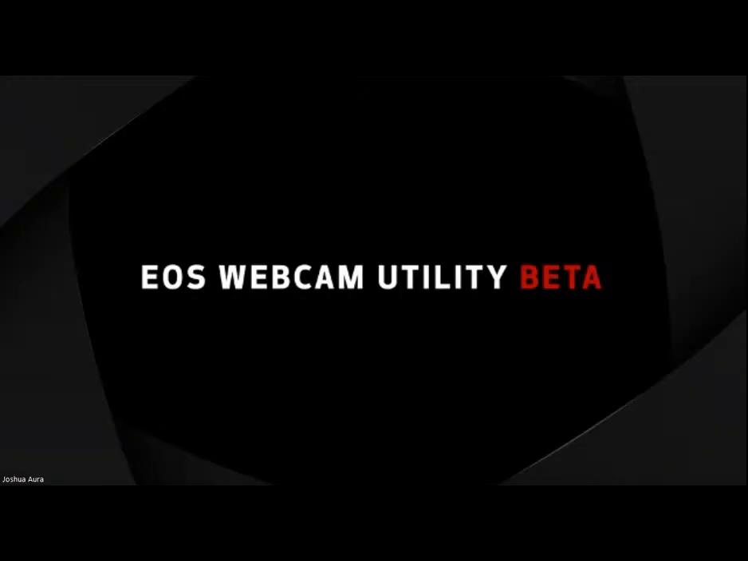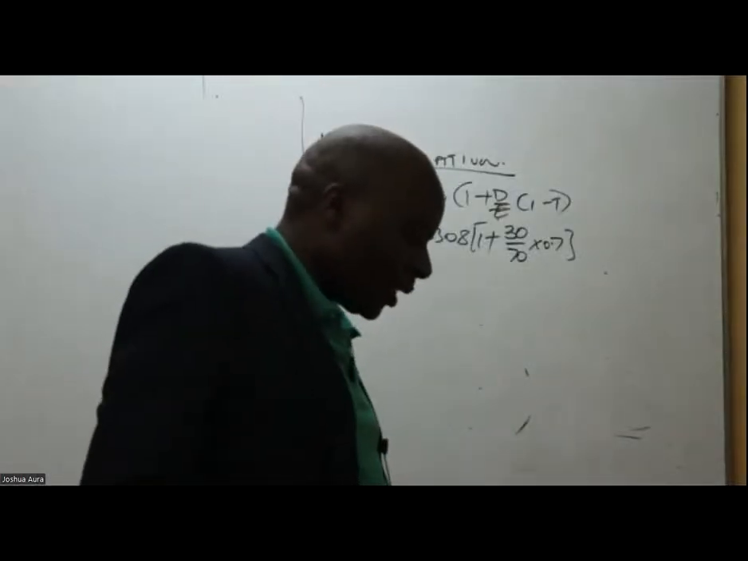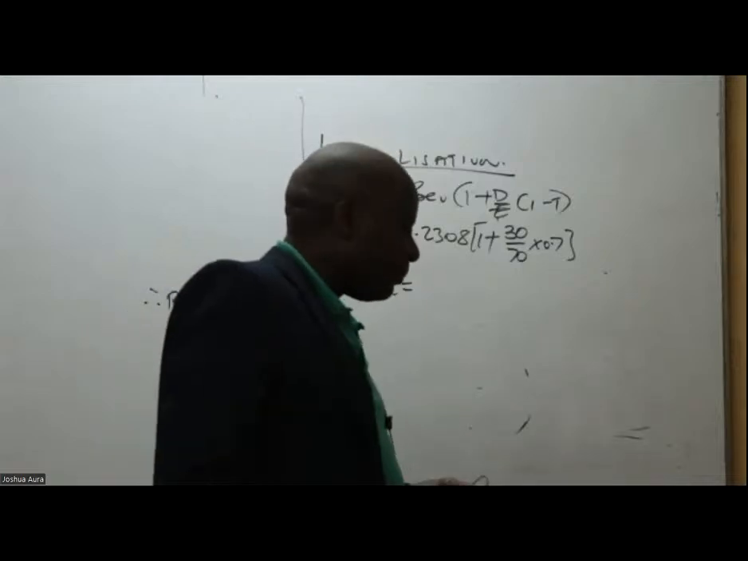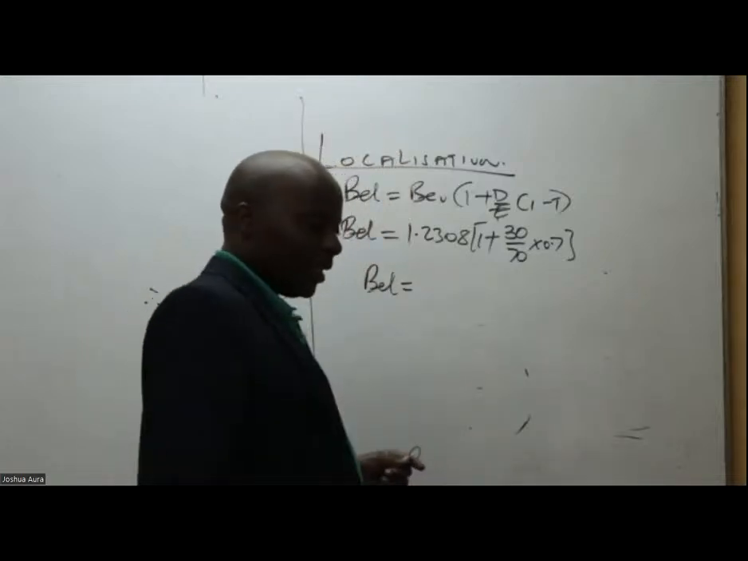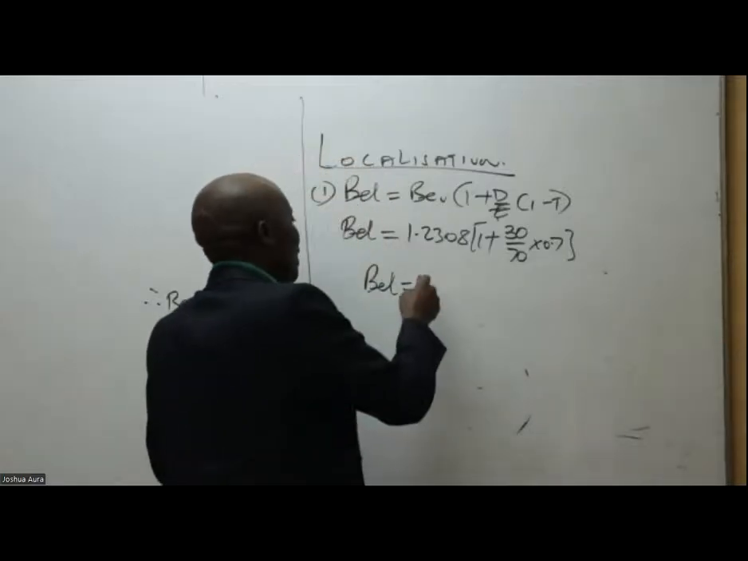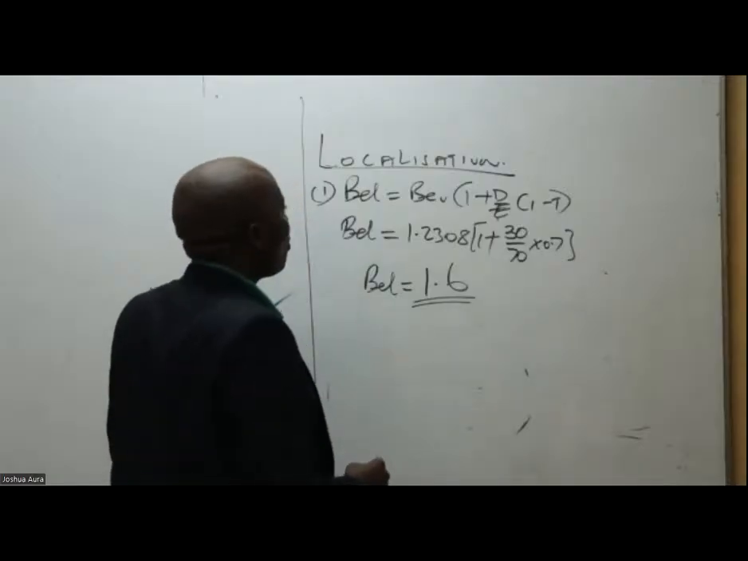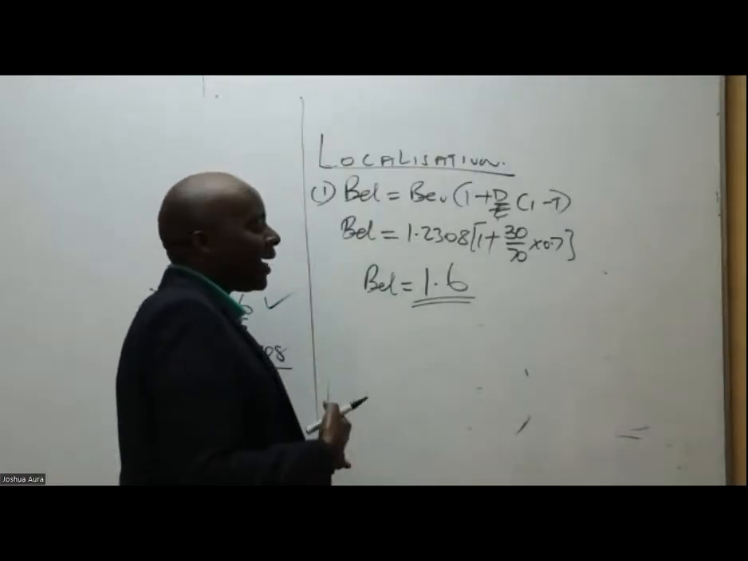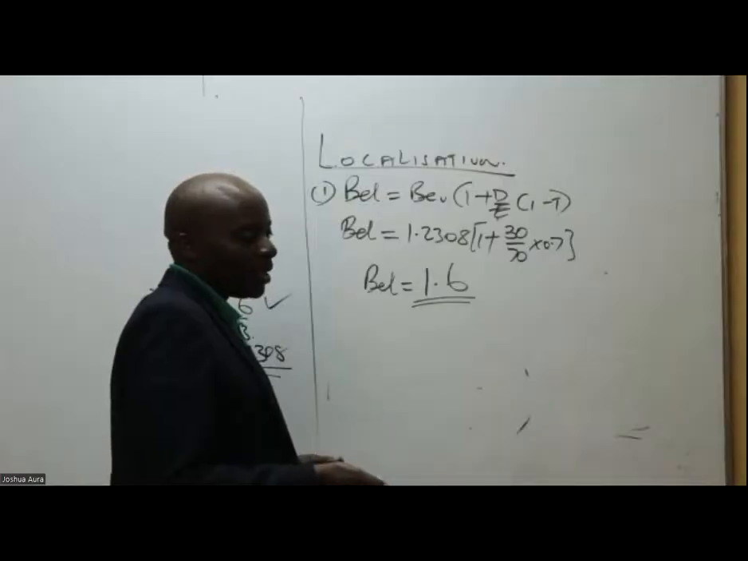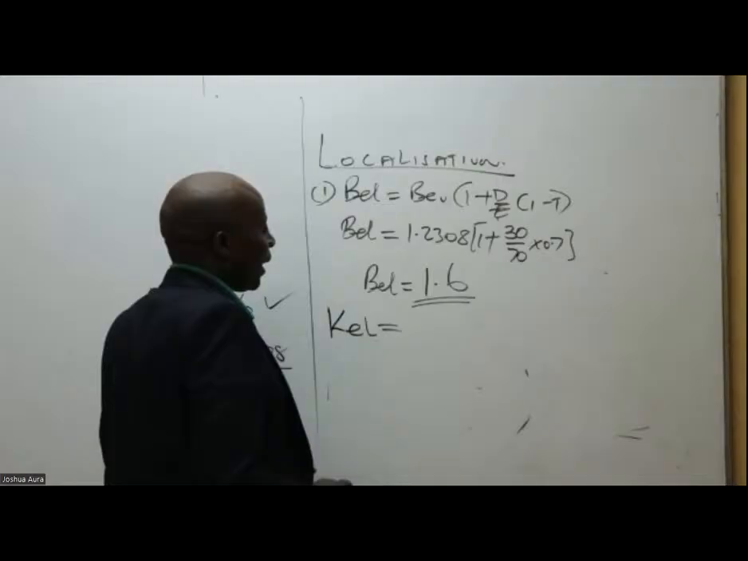What are we able to see? So BEL at the end of the day comes to 1.6, and I hope this 1.6 is quite familiar to you. So after localization, still on Roman 1, the next thing should be CAL.